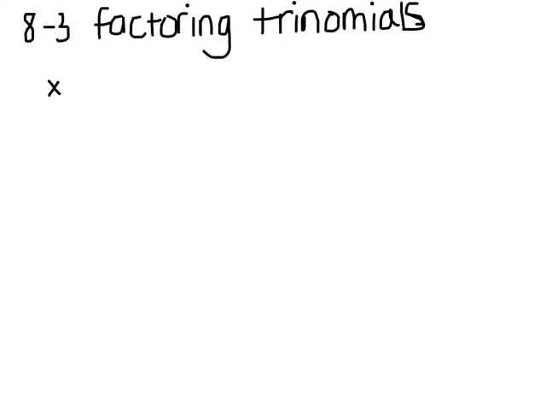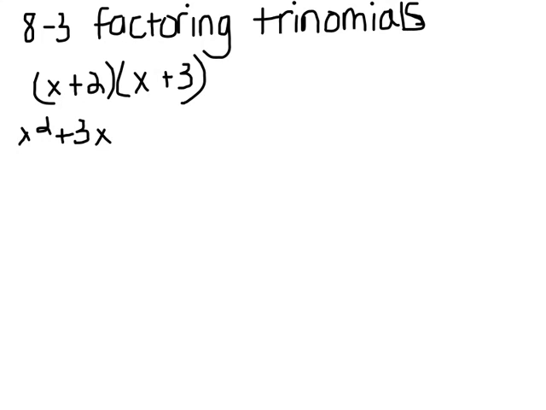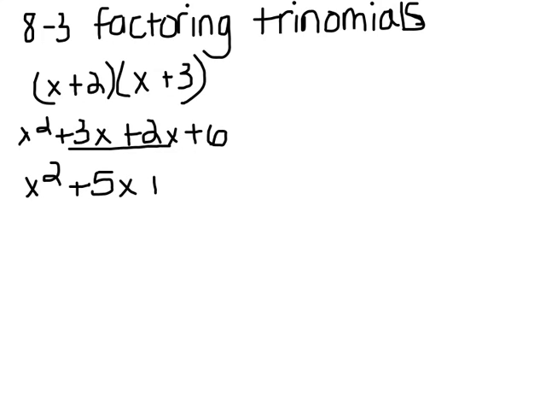When we take a binomial, x plus 2 times x plus 3, and we find the product of these two, we use the distributive property. So first we would go x and distribute this first x to both of our second terms right here. So we do x times x is x squared, x times 3 is 3x. Then we would take our 2 and distribute it to our two terms in our second binomial. So we do 2 times x is 2x, and 2 times 3 is 6. Finally, we'd combine our middle terms to get x squared plus 5x plus 6.